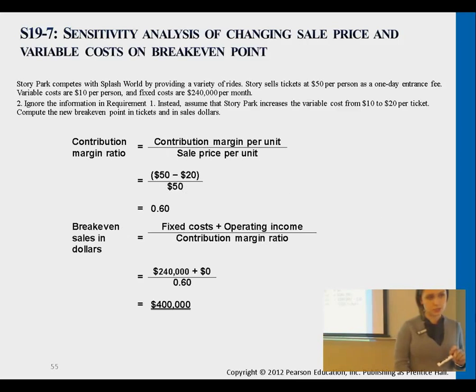The next step that you're going to take is you will use the contribution margin ratio to calculate your break-even sales in dollars. Yeah? Clear? Okay.